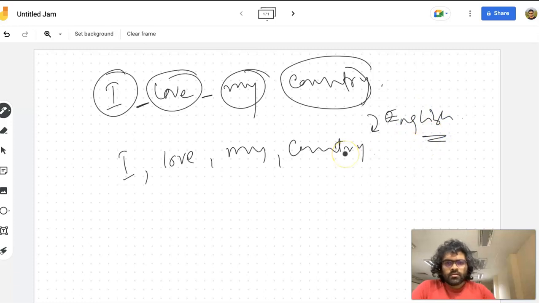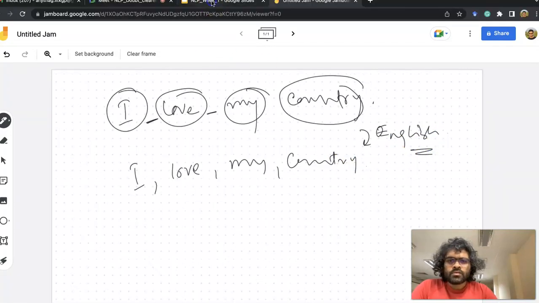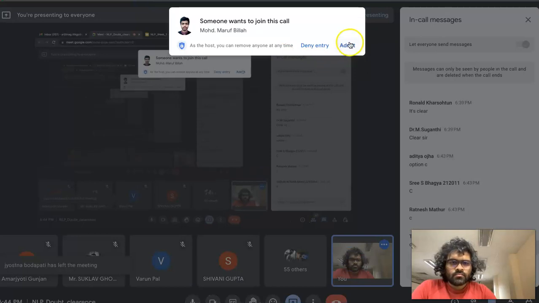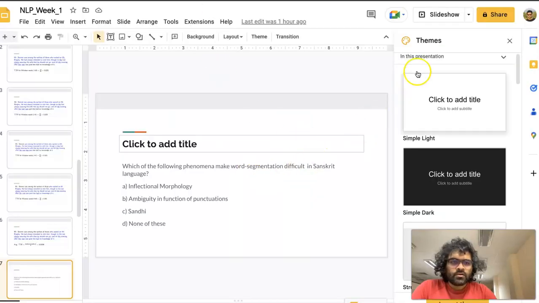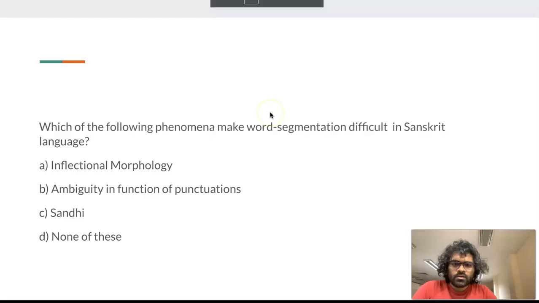So this question is related to that only. What they are asking is, suppose we are talking about Sanskrit language and we have a sentence. Now what kind of difficulty will we face? Actually, I am kind of wrong.